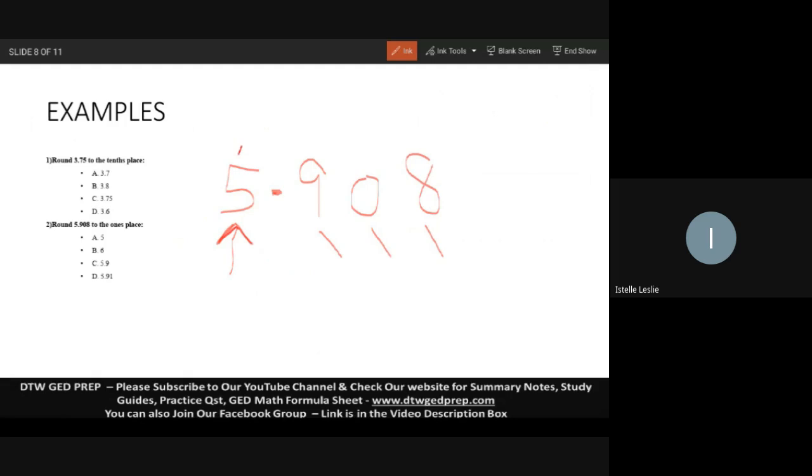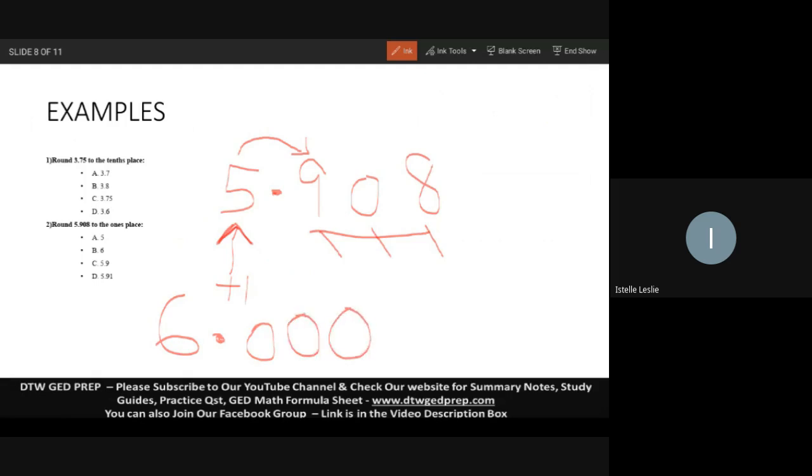So we look at the number to the right. The number to the right is more than 5. So we add 1 to 5 to make it 6. Of course, there's a decimal point there. Then every other digit will become 0, 0, 0.